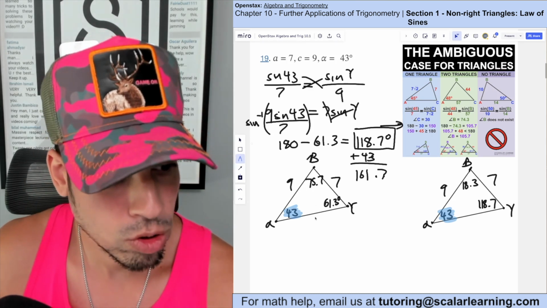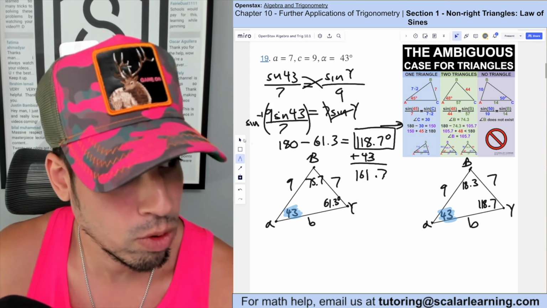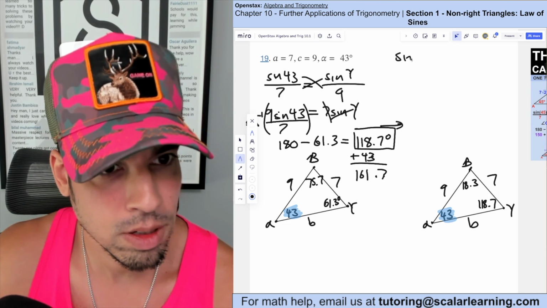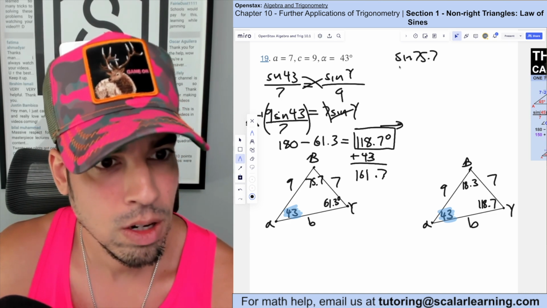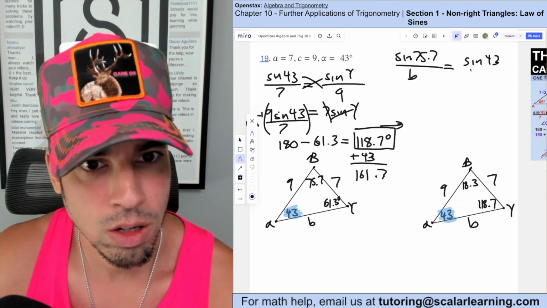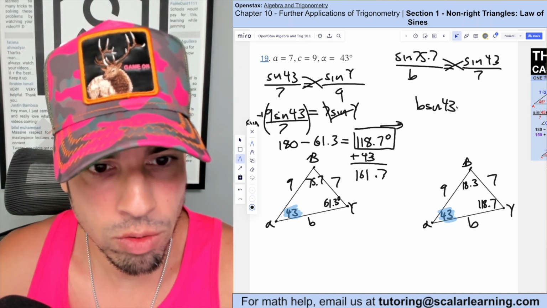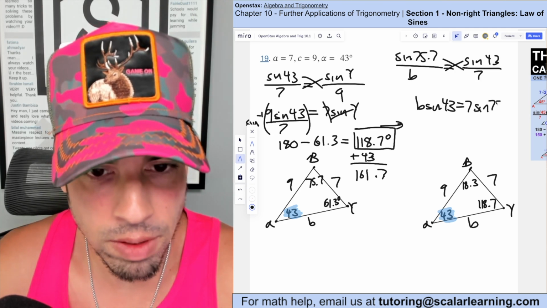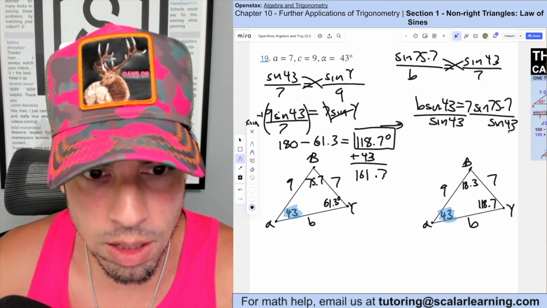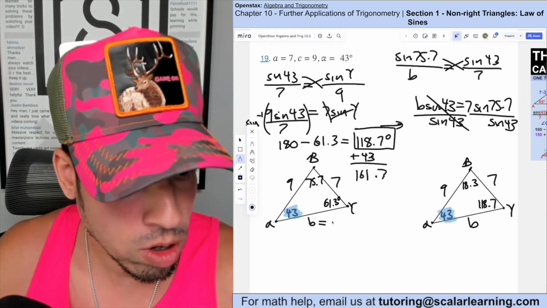All right, now all we have to do is solve for little b on both of these triangles. So let's use the law of sines one more time. I'm going to get rid of this infographic. I'm going to move it over. So for the triangle on the left, we've got sine of 75.7 over b equals, and I'm going to use the given one again, sine of 43 over its opposite side, 7. So once we cross multiply, we get b sine of 43 equal to 7 sine of 75.7. Then we're going to divide by sine of 43 on both sides. Okay, and let's plug that into Desmos. And we get 9.9. So b in this triangle is 9.9.